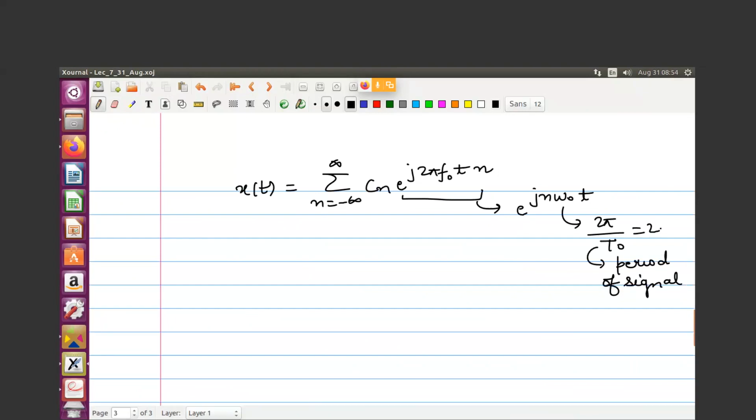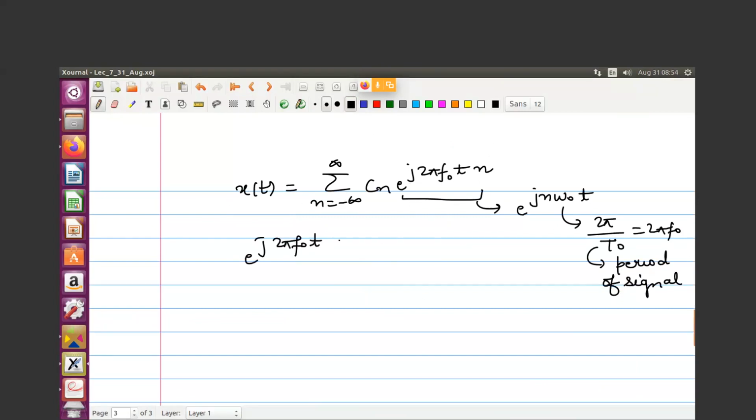Or this can be equivalently written as 2 pi f naught. So basically, if we need to write x of t, a periodic signal in t, as a summation of complex exponentials, each of the exponentials must be an integer multiple of the base. Let us say the base is e raised to j 2 pi f naught t.